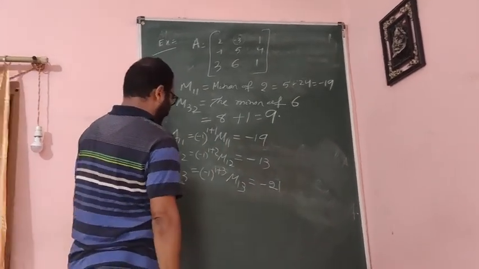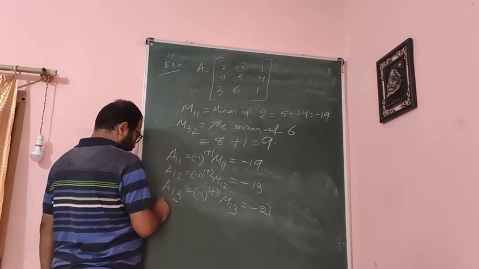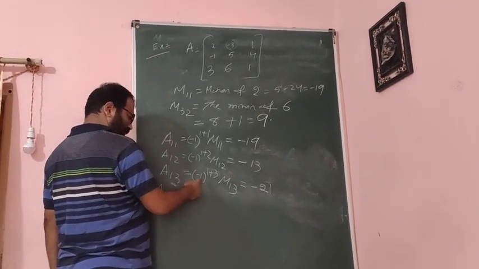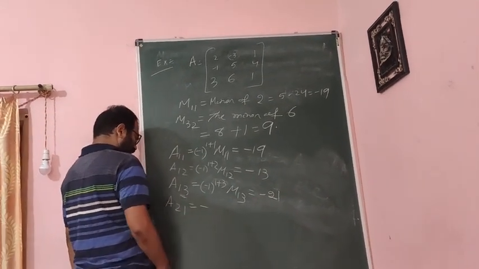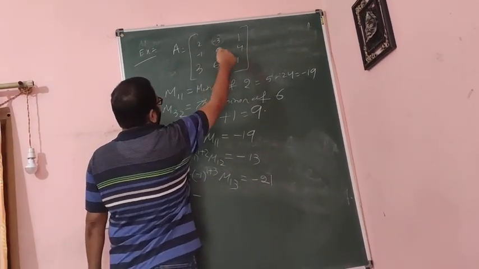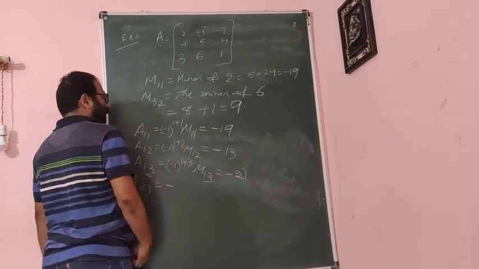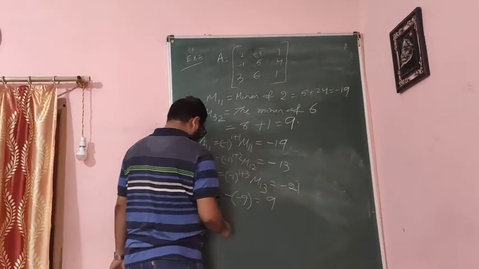Then come to A21. Similarly, for A21 the negative sign comes. You apply the formula: 2 plus 1 is 3, so it is minus. And here the minor is, we cancel this row and this column, so minus 3 minus 6, it is minus 9. Minus of minus 9 is plus 9.